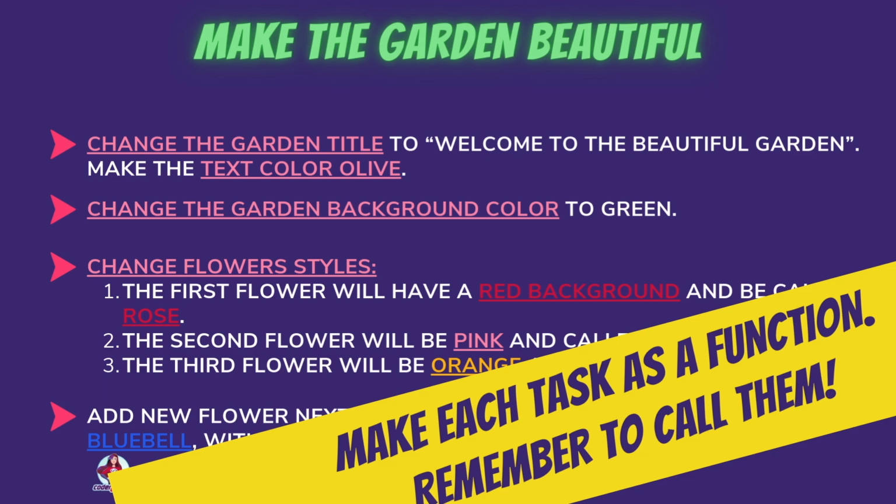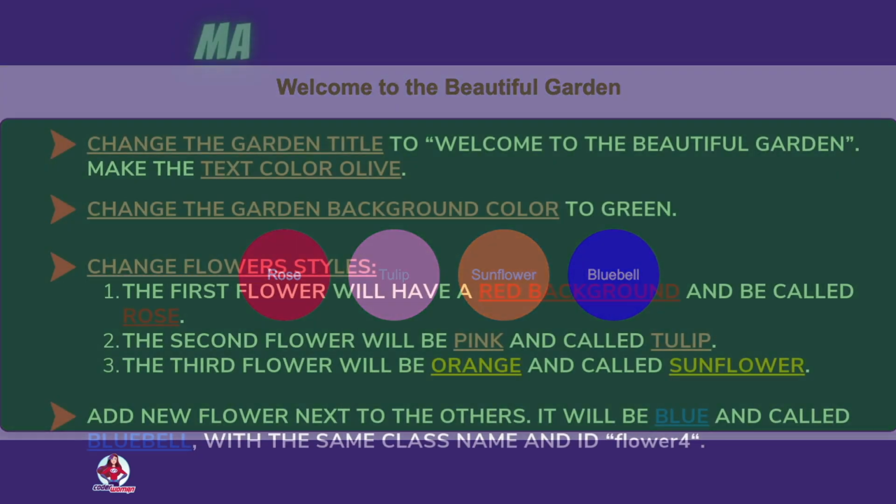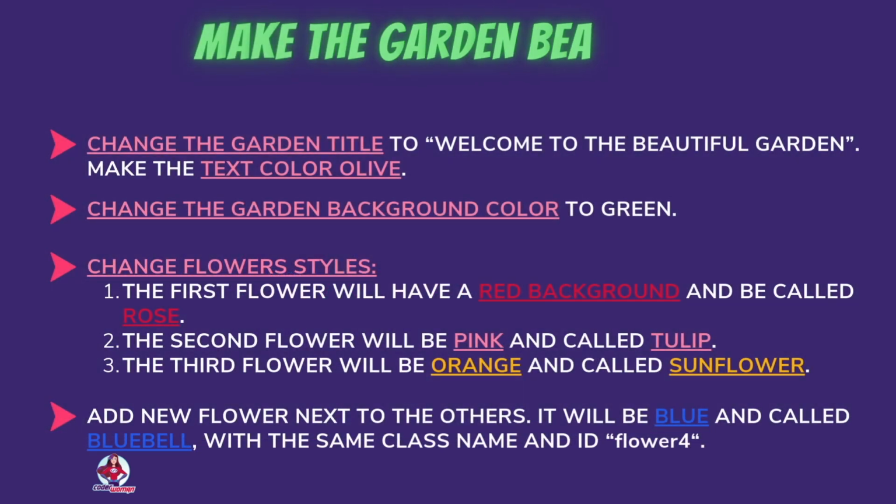And here's the tip. Think about using parameters for some functions. Finally, the garden should look like this on the slide now. Get ready to start your garden adventure. Good luck and I'll see you in the solution video.